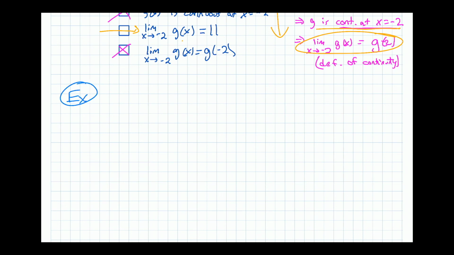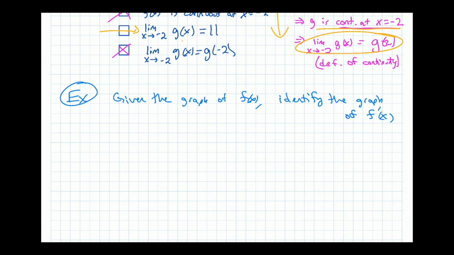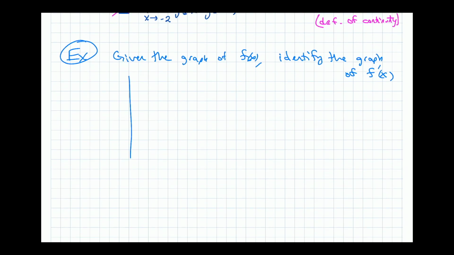This is really from the previous section, but we want to be able to interpret it here. So given this graph of f of x, identify, we're going to have to draw it, but they say identify the derivative. So identify the graph of f prime of x. Okay, so they give you the original graph. I'm going to call it 2, 2. There's 2, there's 2. We don't care, but there it is.